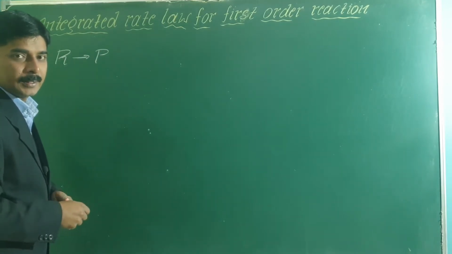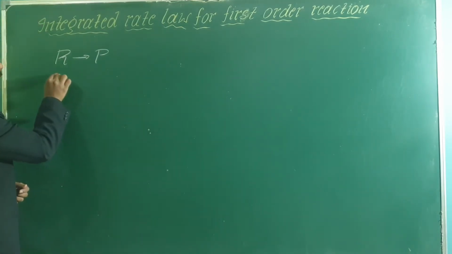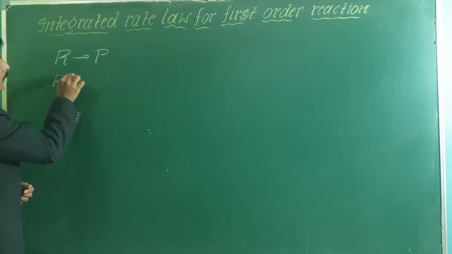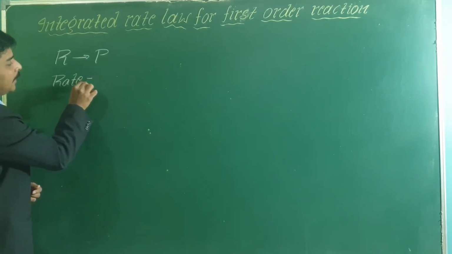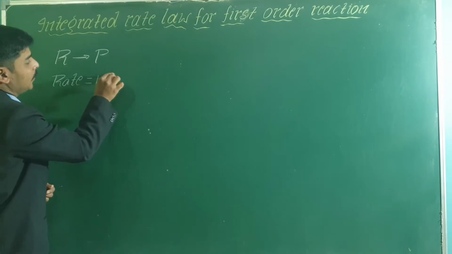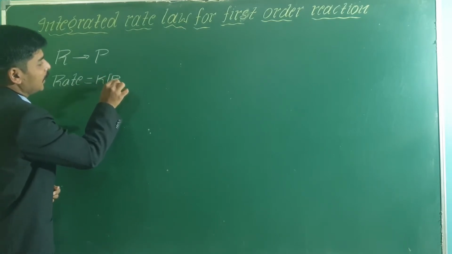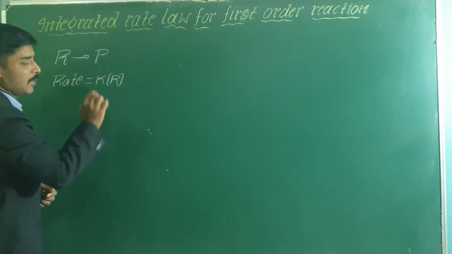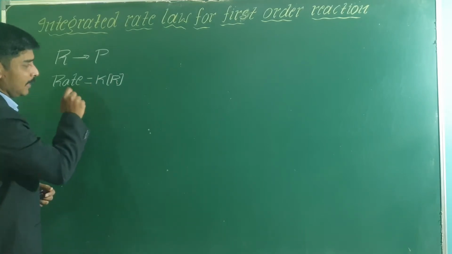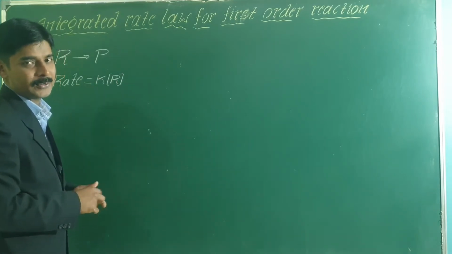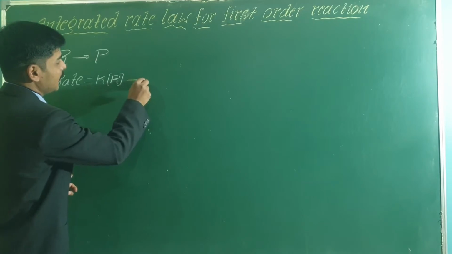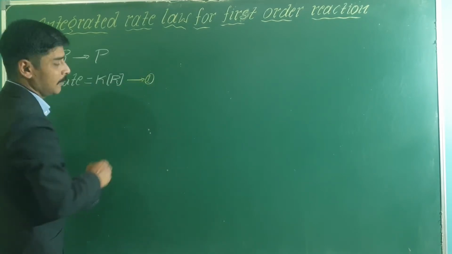So by rate law we can write the rate of this reaction as rate is equal to K into molar concentration of the reactant raised to the power of 1, where K is called as the rate constant. Let us call this equation as equation number 1.